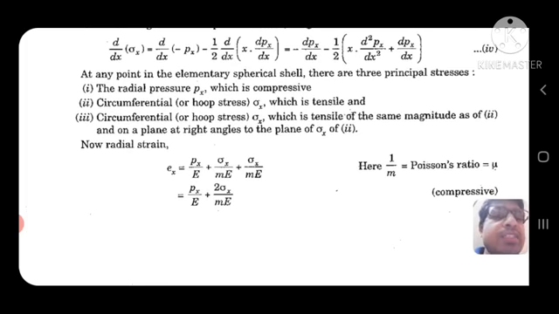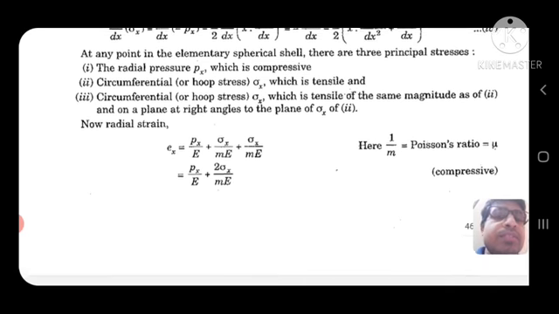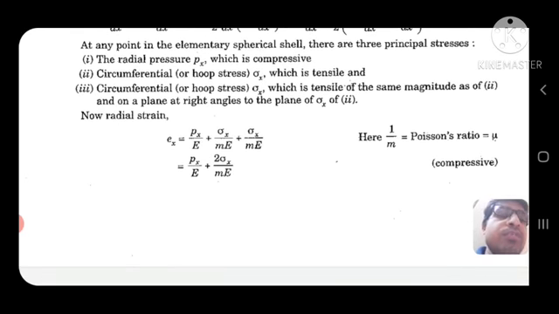At any point in the elementary spherical shell, there are three principal stresses: the radial pressure px, which is compressive; the circumferential or hoop stress sigma x, which is tensile; and another circumferential stress sigma x, which is tensile and of the same magnitude, on a plane at right angles to the plane of the first sigma x.